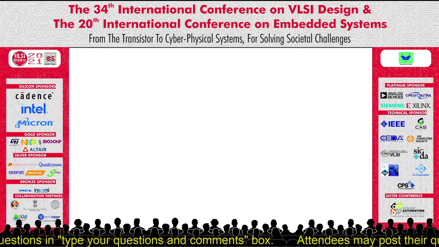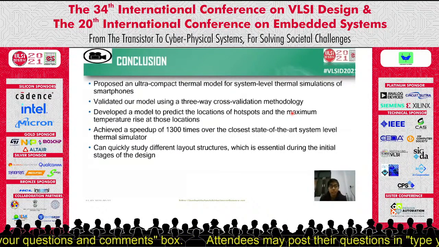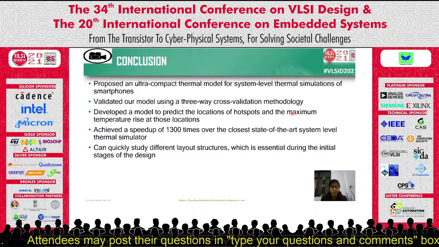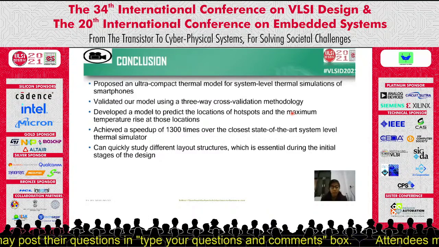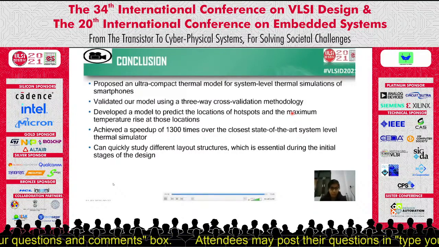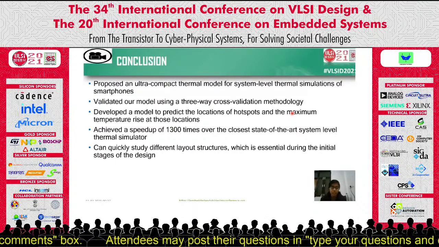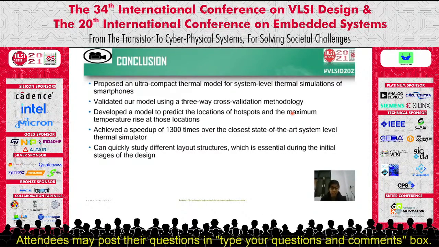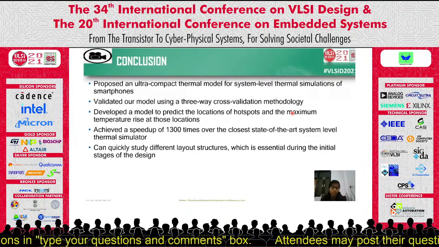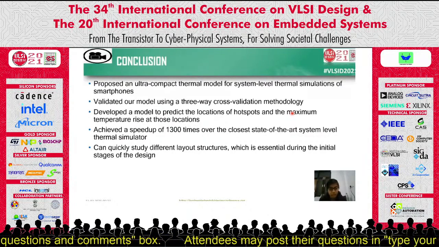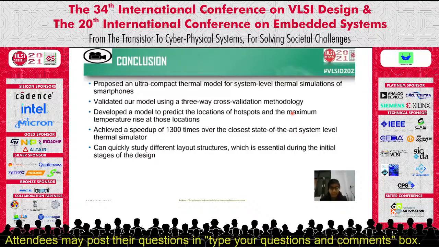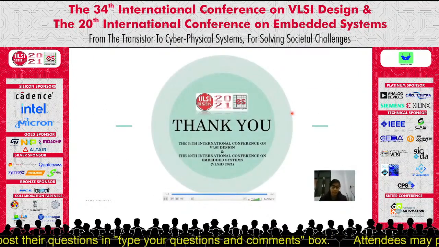So, we developed an ultra-compact thermal model for system-level thermal simulations of smartphones, which can predict the location of hotspots and the maximum temperature rise at those locations very quickly and accurately. Also, we have validated our model using a novel 3-way cross-validation methodology. We have achieved a speedup of 1300 times over the closest state-of-the-art system-level thermal simulator. Our approach allows us to quickly study different layout structures with different material properties and configurations, which is very essential during the initial stages of design. Thank you.